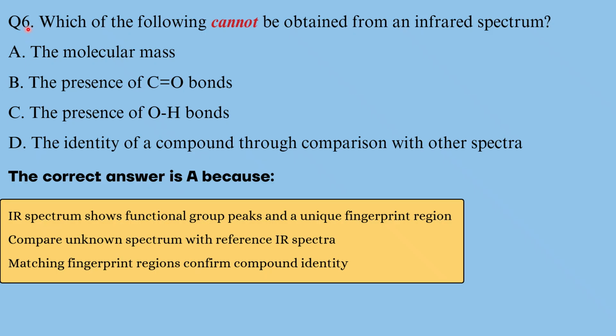So this means we cannot determine the molecular mass. We can determine the presence of the carbon double bond oxygen, we can determine the presence of the OH bond, and we can also compare the data to identify the compound. So the correct option is A, because this is the incorrect one. We cannot determine the molecular mass using the IR spectrum.